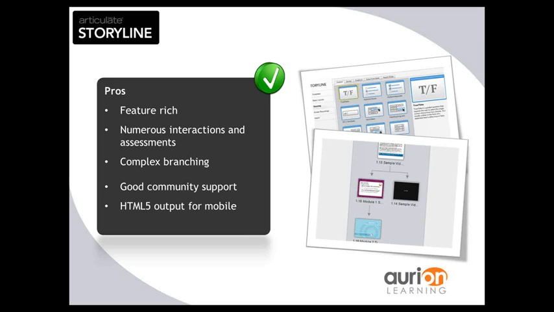Next, we have the fact that it allows for HTML5 output on mobile platforms. This is becoming more and more prevalent in this day and age, especially with the Apple iOS platform not allowing Flash to run on any of their products, or any of their mobile products at least. This has meant that HTML5 is fast becoming the standard for platform-independent content, and it's something to be very mindful of. We have a good list of advantages for Storyline.